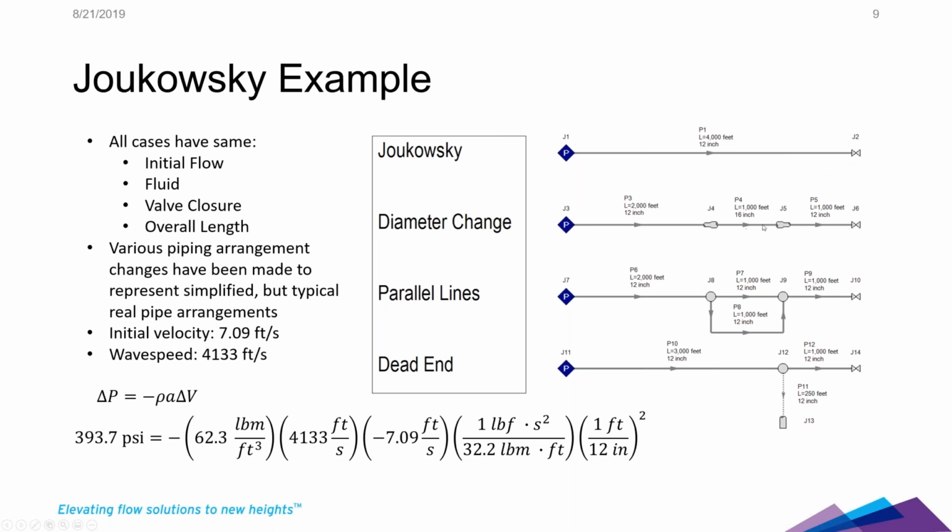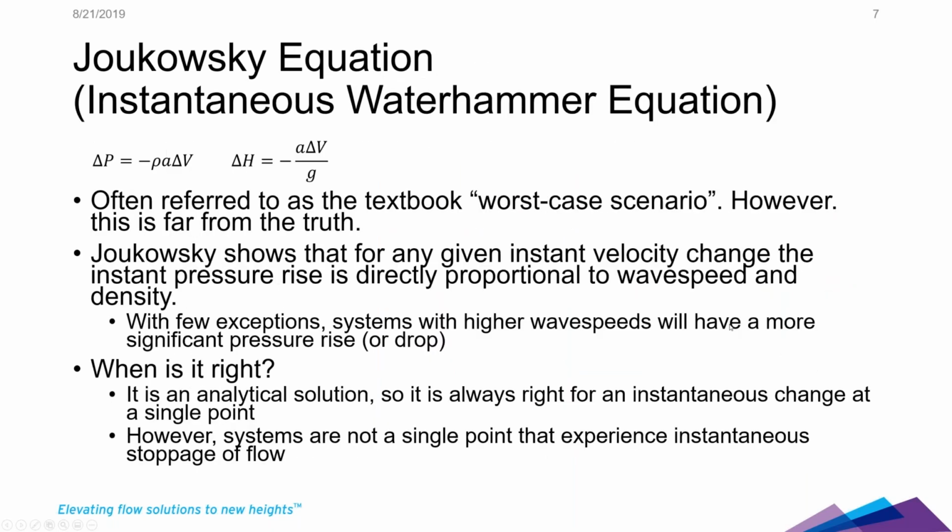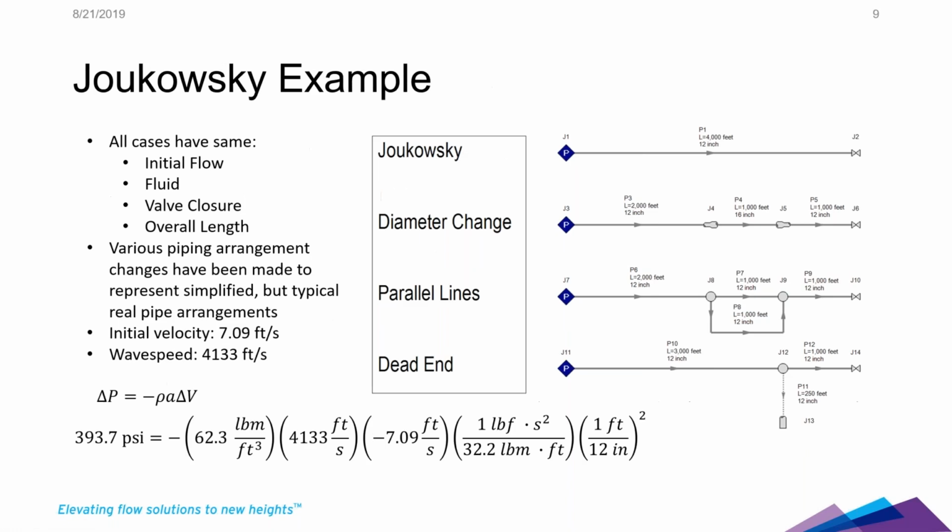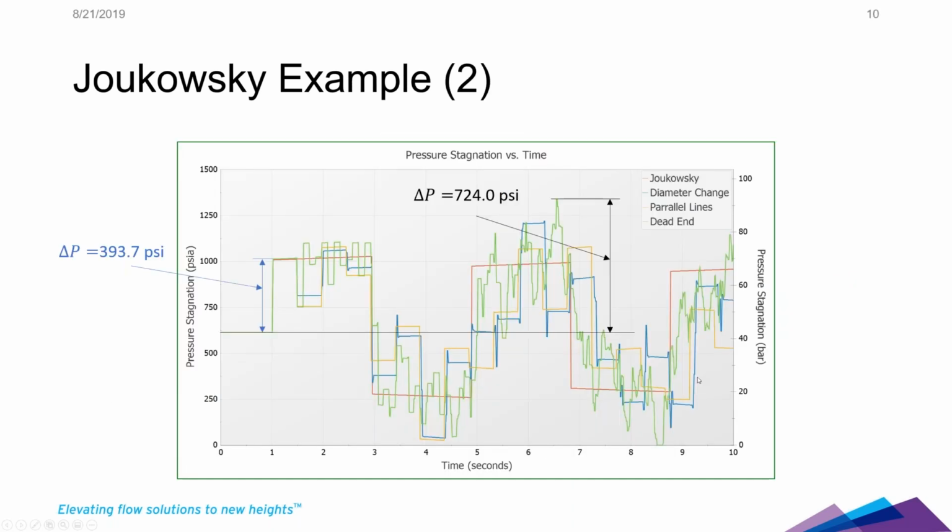We have a pipe expansion and then contraction. So we have this partial area that has a larger diameter. We have a flow split, still both 12 inches. And down here we have a dead end, just 250 feet long. So let's see what happens when we close that valve at 1 second. In the simulation, I closed all of the valves at the same time at 1 second.